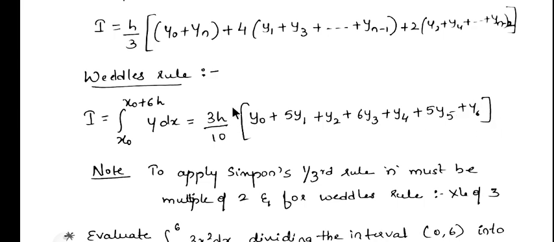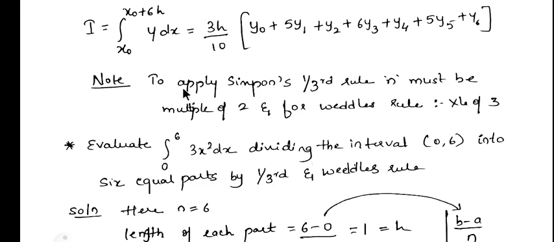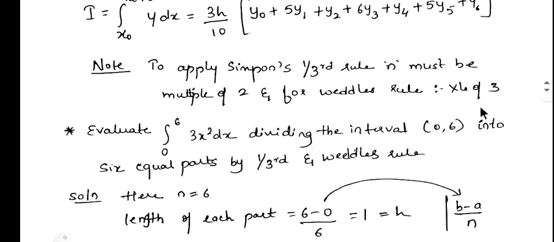Here h is the common difference as we have solved in the previous examples. Please note here, to apply Simpson's 1/3 rule, n must be a multiple of 2, and for Weddle's rule it must be a multiple of 3.